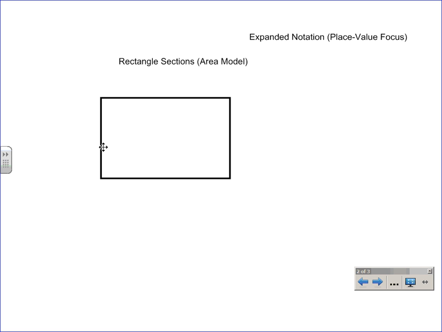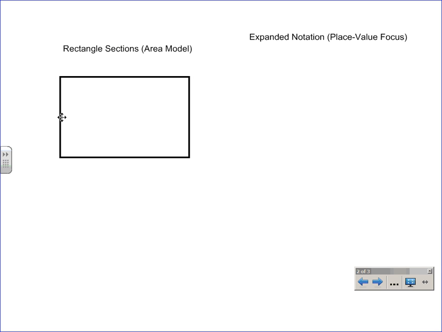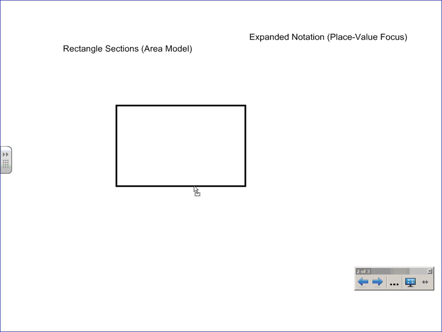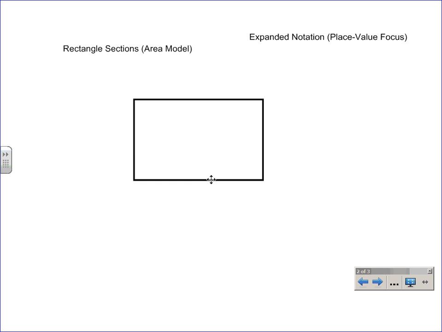All right, so let's talk about what we talked about today in class. So we have the rectangle sections or area model of multiplication, and then we had expanded notation, which was a place value focus on multiplication. Let's review quickly what rectangle sections was about. If, say, we had a two-digit problem like 94 times 36, we're going to take that and break it apart by place value and put it into an area model.